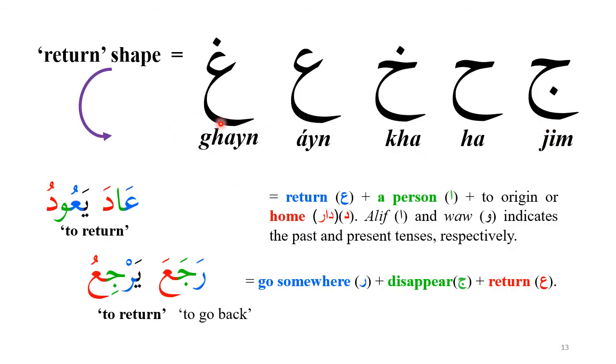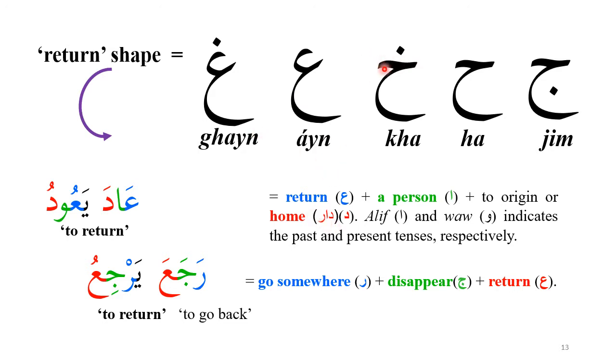The five letters that have this return shape, Jim, Ha, Kha, Ain, and Ghain, will always have a meaning of something returning. For example, Ada and Yaudu means to return. So Ada means, you can see the return. The return shape is because, you see, normally Arabic is written from right to left. Normally all the letters go from right to other letters. But in these five letters it returns in the opposite direction. So that is the reason why it is the return shape.